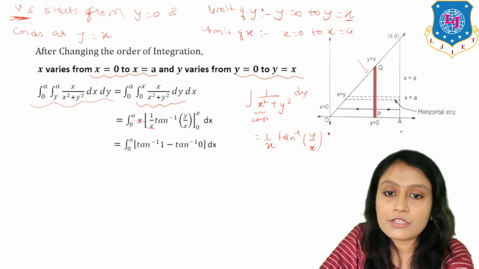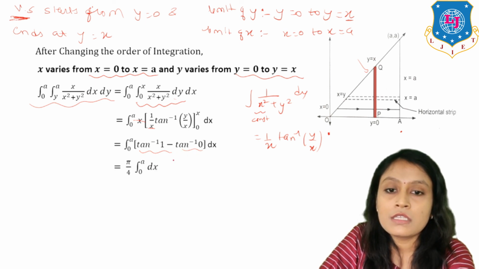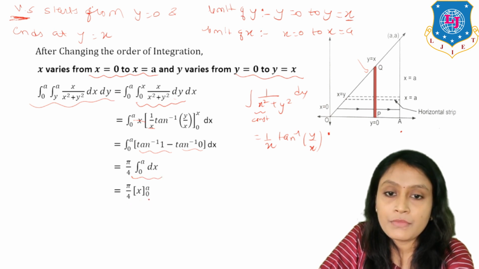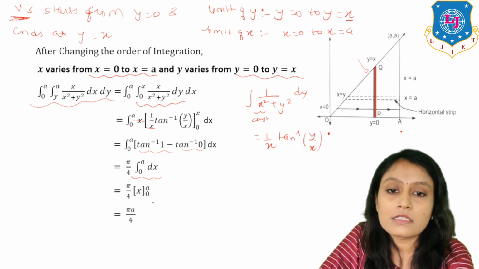So what you will get, integration 0 to a, this x upon x, that is 1. So tan inverse 1 minus, substitute 0, so you will get tan inverse 0. Now we know the answer of tan inverse 1, that is pi by 4, and tan inverse 0 is 0. Take pi by 4 outside of the integration, so you will get pi by 4 into integration 0 to a dx. Now integrate this, so you will get pi by 4 into x, and the limits are 0 to a, right? Substitute the limit, so you will get a minus 0, that is a. So the final answer of this integration after changing the order of integration is pi a upon 4, right?